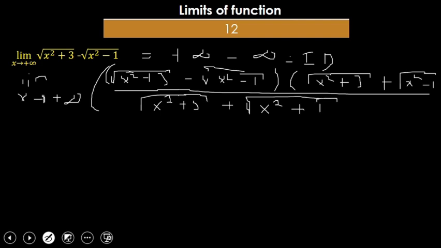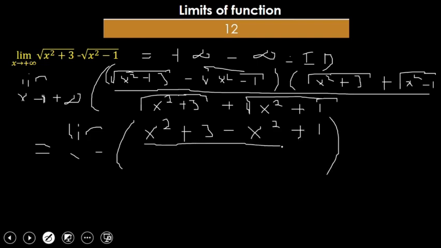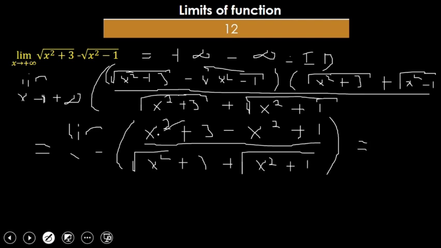Okay, this will be equal to what? This and this will multiply. There is limit as x tends to infinity of x squared plus 3 minus x squared plus 1, all over square root of x squared plus 3 plus square root of x squared plus 1, and this and this go, that is 4 all over infinity, and this is equal to 0.